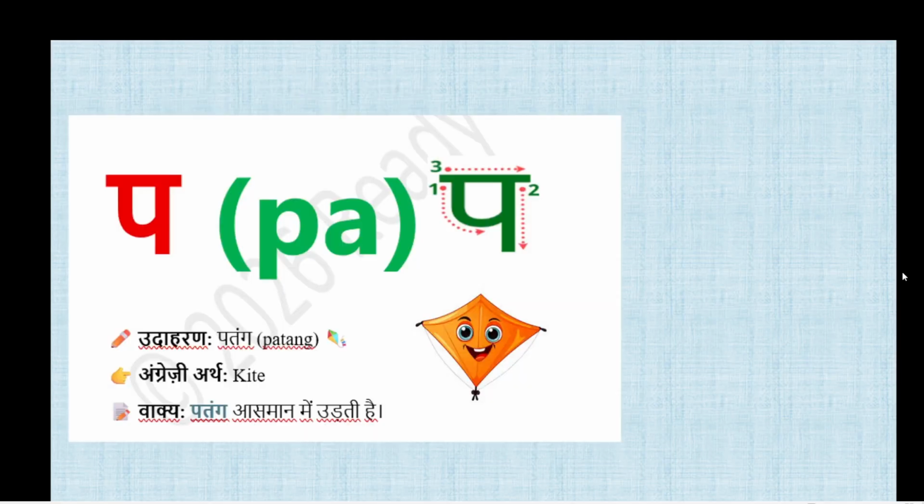The next letter is Pa. The sound of Pa is pronounced as Pa, like the Pa in the English word parrot. Let us see an example. Patang, which means kite in English. A kite flies high in the sky and looks very colorful and fun.